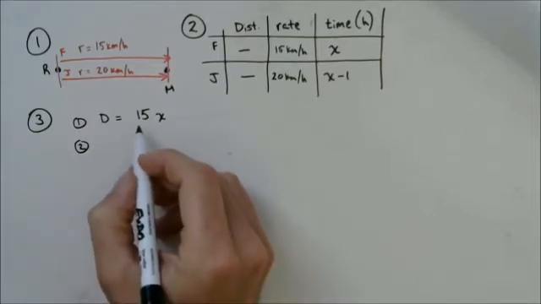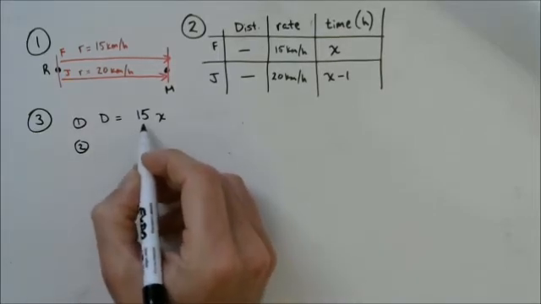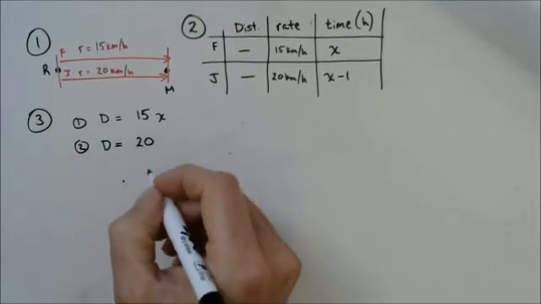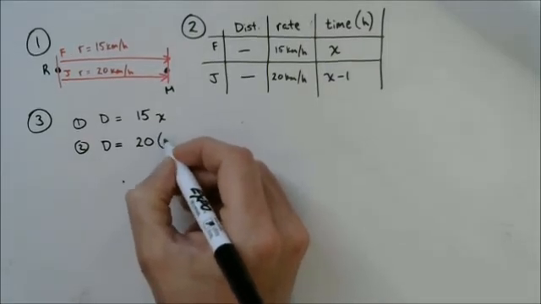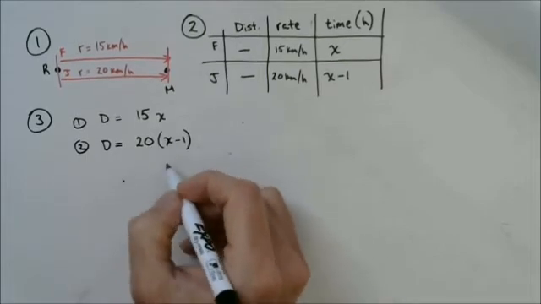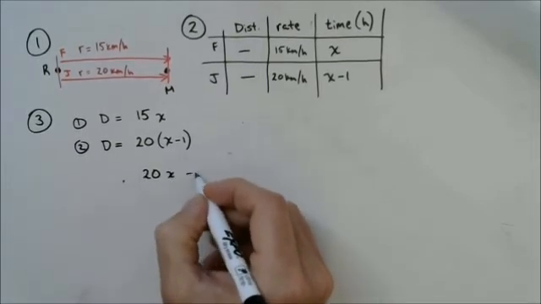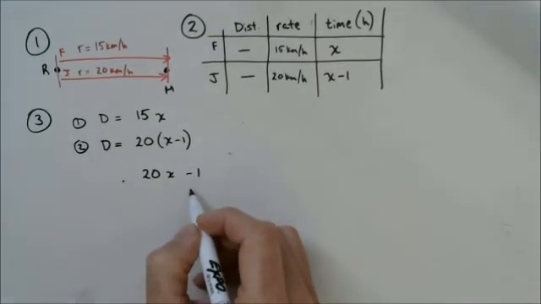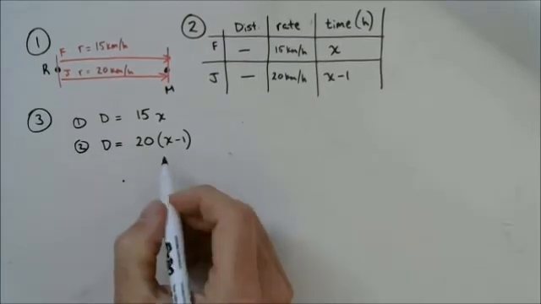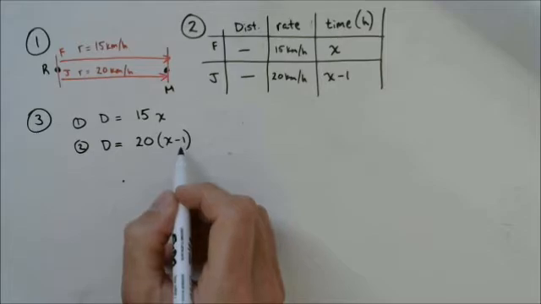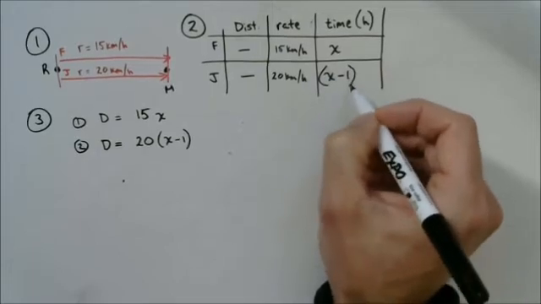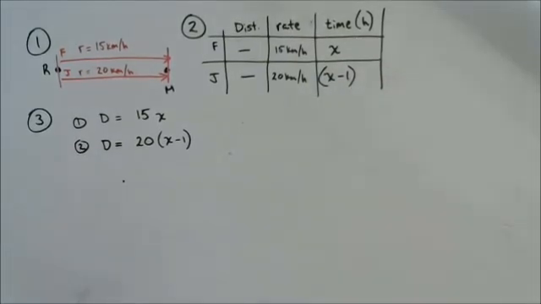Okay? RT, rate time. The distance that Jesse travels, his rate is 20 kilometers per hour, and his time is x minus 1. Now it's very important to keep this in brackets, because otherwise this negative 1 wouldn't be getting multiplied by the 20. So that doesn't work out, okay? Make sure that if it's rate times time, RT, you're multiplying by all of t, right? This t is represented by x minus 1 for Jesse.